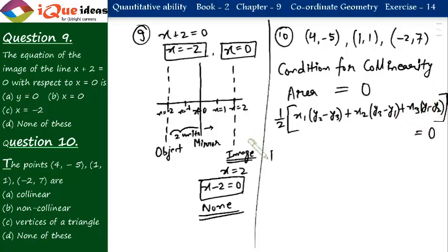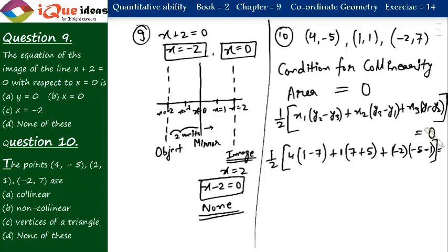So we have half into. Now x1 is 4, y2 is 1, y3 is 7. So 4 into 1 minus 7 plus x2 is 1, y3 is 7 and y1 is minus 5. So 7 minus minus 5 will become 7 plus 5, plus x3 is minus 2 into y1 minus y2, that is minus 5 minus 1. This should be equal to 0. Now let's check whether it is correct or not. Now 1 by 2 goes to the other side, becomes 0. Now inside we have 4 into minus 6 plus 1 into 12 plus minus 2 into minus 6.